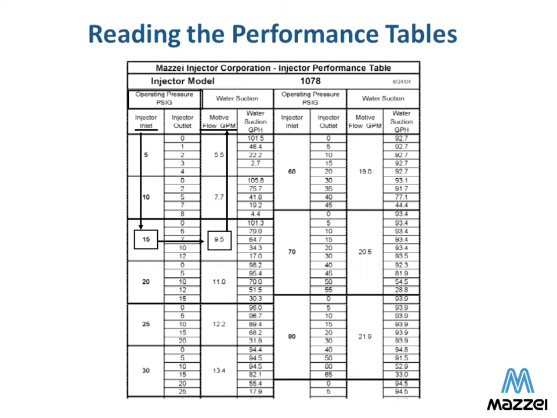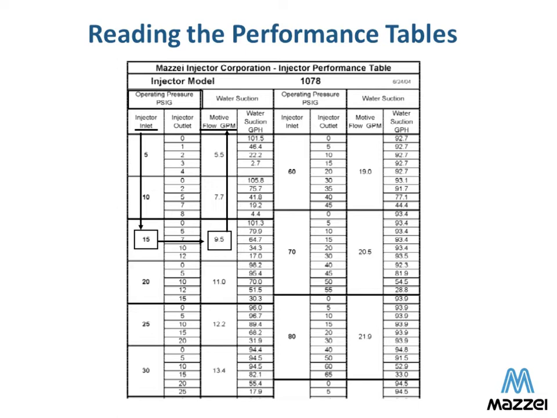Brief tutorial on our performance tables. If you haven't seen them before, they are available on the Mazzei.net website, and you can print them out. They're in PDF form. You can view them on your smart device or anything else if you're on the go, but they are easy to read once you know what you're looking at.